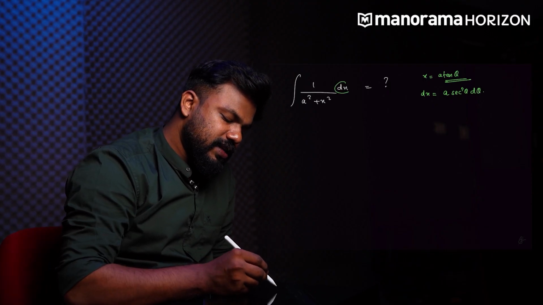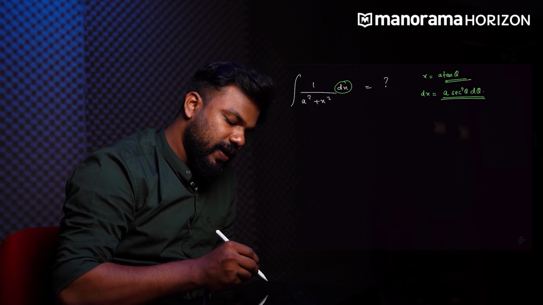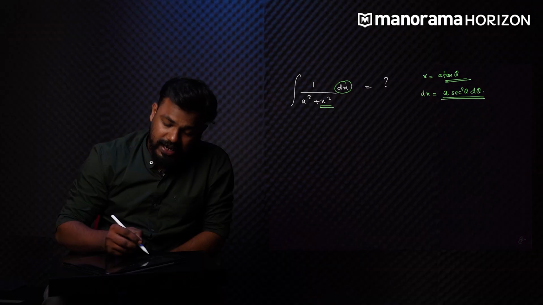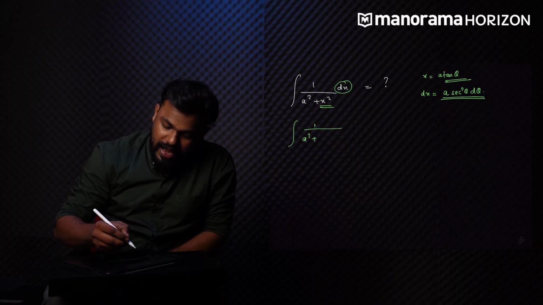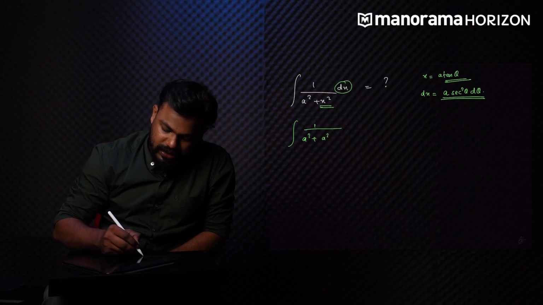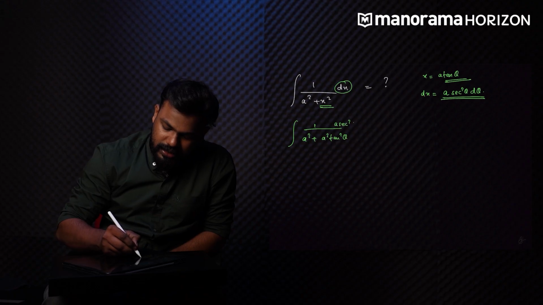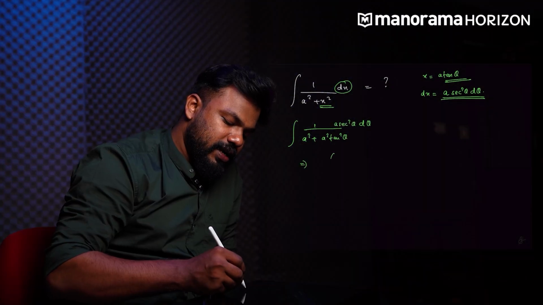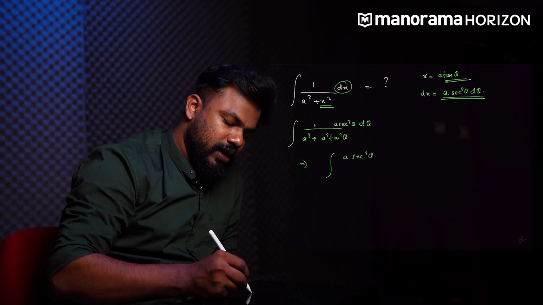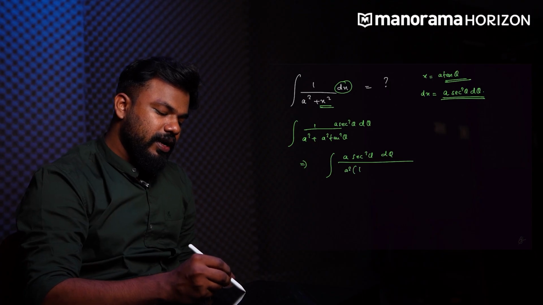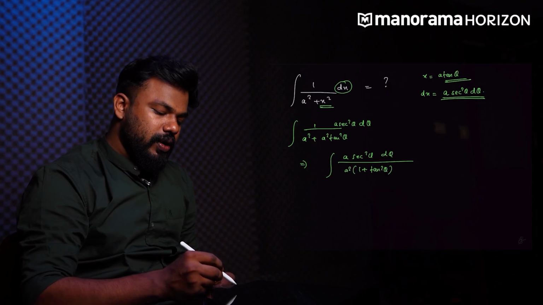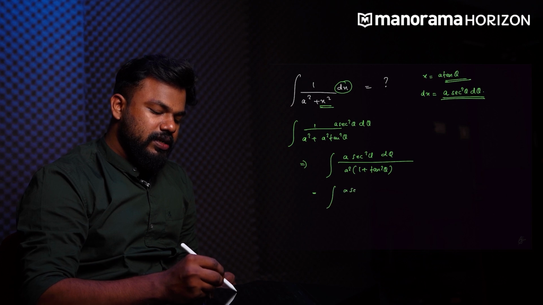So now this dx can be written as a sec square theta d theta, and the x over here can be written as a tan theta. So I can write 1 by a square plus x square as a square plus a tan theta the whole square, so that is a square tan square theta, and dx becomes a sec square theta d theta. So I will be getting the integral of a sec square theta d theta by a square plus a square tan square theta. I can take a square common and write it as 1 plus tan square theta.